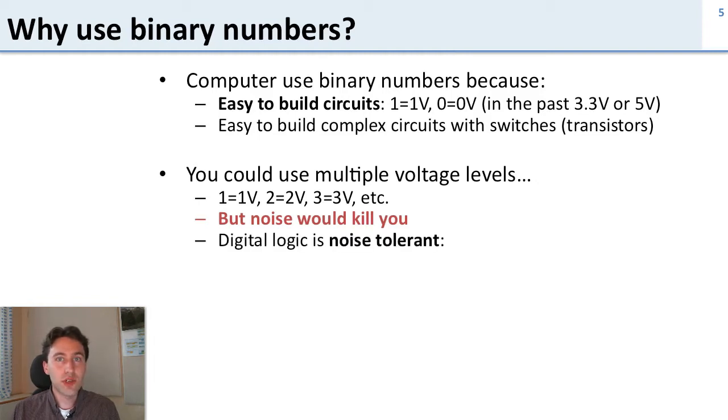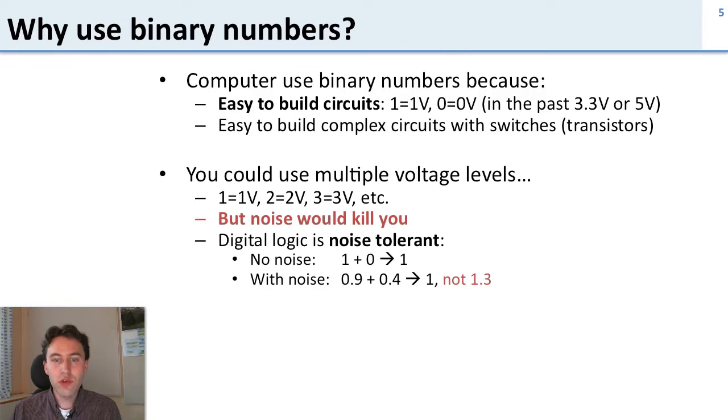Digital logic is particularly good because it's noise tolerant. So when you do an addition in digital logic, if you add a 1 and a 0, you'll get a 1. But if you have some noise on your inputs, so you have 0.9 volts and 0.4 volts instead of 1 and 0, the circuit is going to interpret those still as a 1 and 0 and is going to output a 1. So the noise that goes into the circuit is not going to come out the other end. The circuit is going to regenerate just 1 and 0.